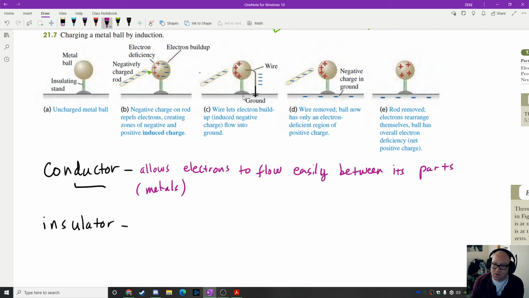And we'll just say it's kind of the opposite. They're not free to move. Now, it doesn't mean you can't remove electrons from an insulator. It doesn't mean you can't add electrons to an insulator. We looked at an example of that earlier with the plastic.